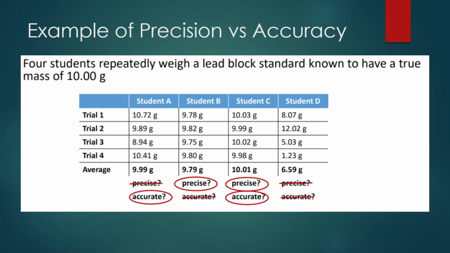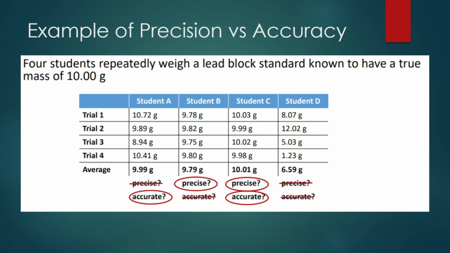Student C, however, if you look at it, is both precise and accurate because you'll see multiple things. You see 10, 10, 9.9, 10, 9.9. Now, if you average that out, you get 10.01. Even though it's a little higher than the 10, it's as accurate as it's going to get because it is 10. And the numbers are very close to each other.